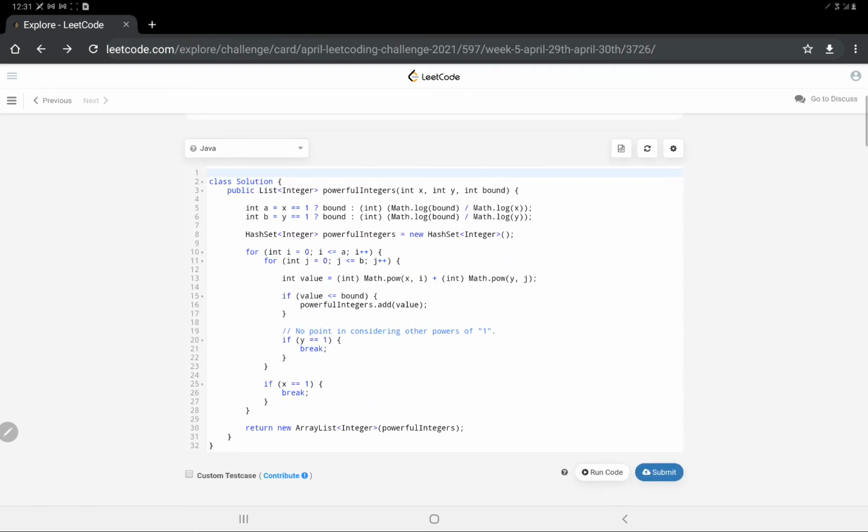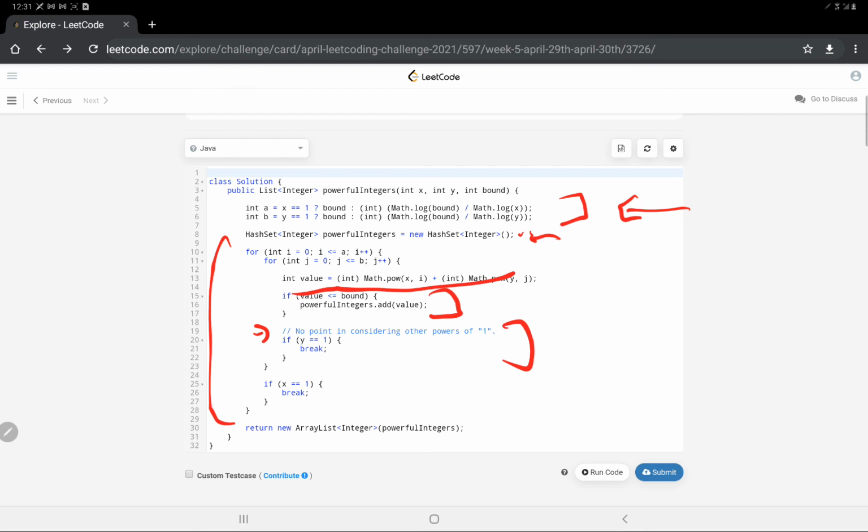So here is the code. I've written it; that is the formula that I've told you. Now for the hash set, to store the values that will be returned as powerful integers, I've named it that way. Now this is the loop. We calculate the ranges from 0 to a and 0 to b for i and j, basically for x and y both, so the value is calculated. If the value is less than the bound, then it is added to our hash set.